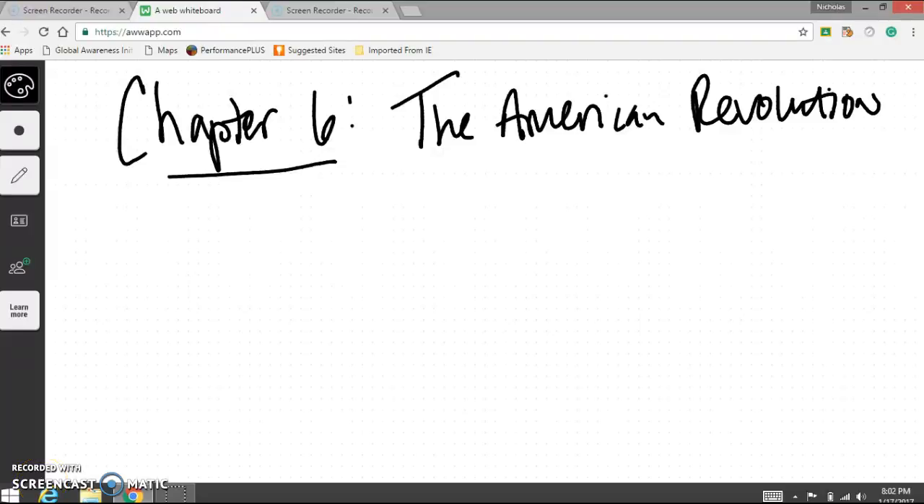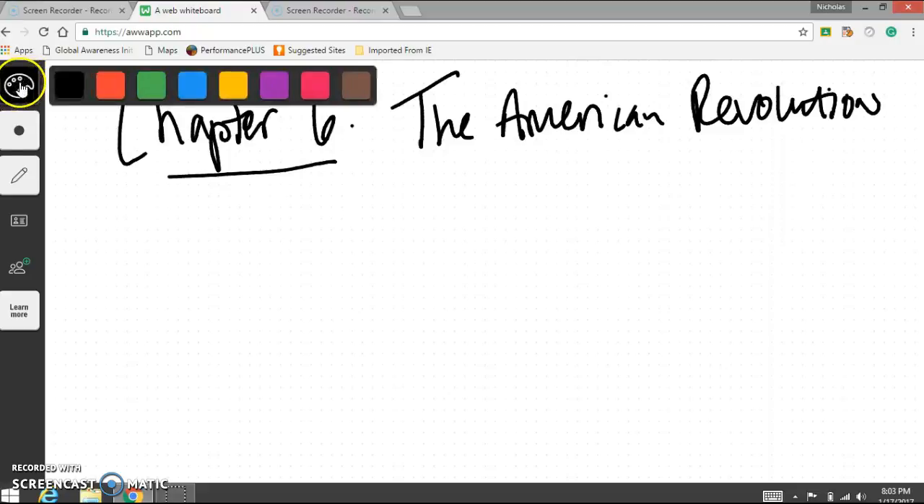First, this is the midterm review for Chapter 6 on the American Revolution. And if you guys recall, in class, we started off the discussion of Chapter 6 with the American Revolution based on discussing the advantages and disadvantages each side had going into the American Revolution.